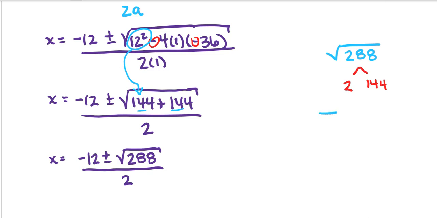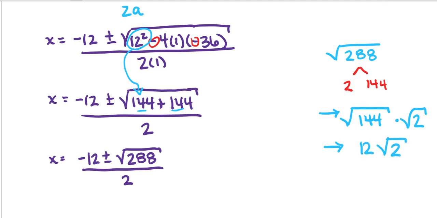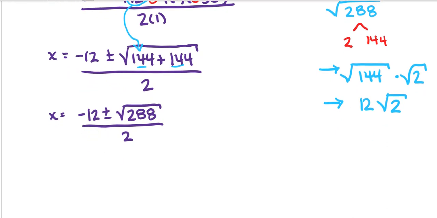So 144 is a perfect square. Hopefully we're getting to the point that we start recognizing some of our perfect squares. So we have the square root of 144 times our leftover square root of 2. The square root of 144 is 12, so we've got 12 times the square root of 2. I'm going to replace the square root of 288 with 12 square root of 2. So we've got x equals negative 12 plus or minus 12 square root of 2, all over 2.